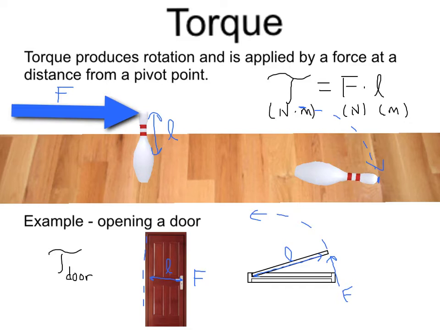Let me ask you a question. How much force do you think you would need to apply if you pushed through the center of the door to open it? Well, if you guessed more force would be necessary, you'd be correct. Because to create the same amount of torque, if you decrease your lever arm distance to half the distance, then it would take twice the amount of force to get that door open.